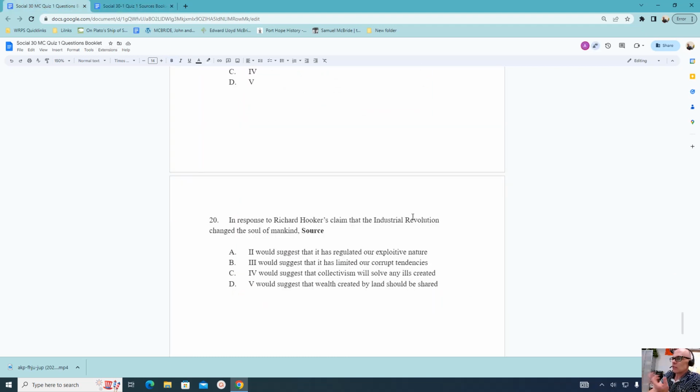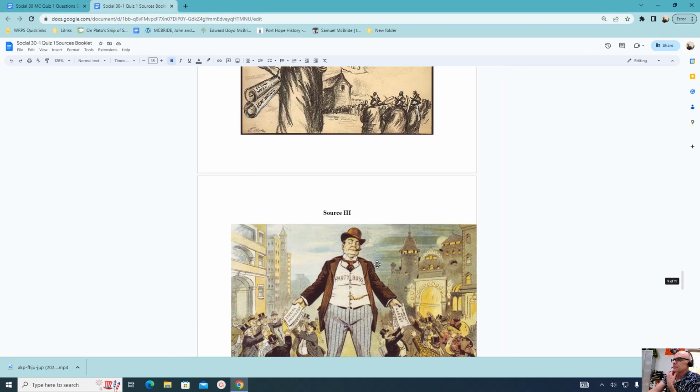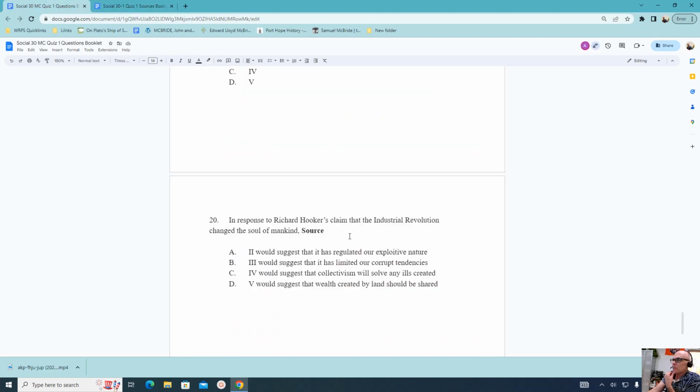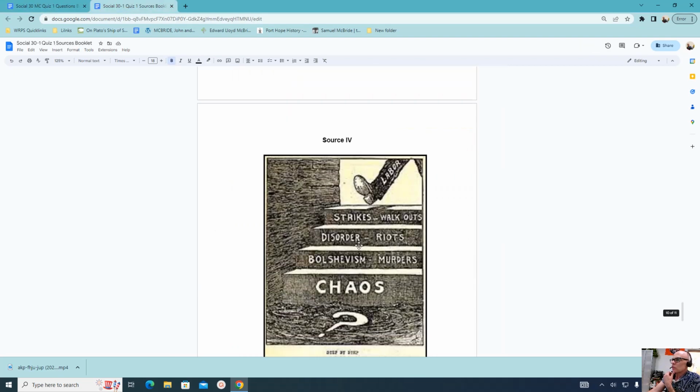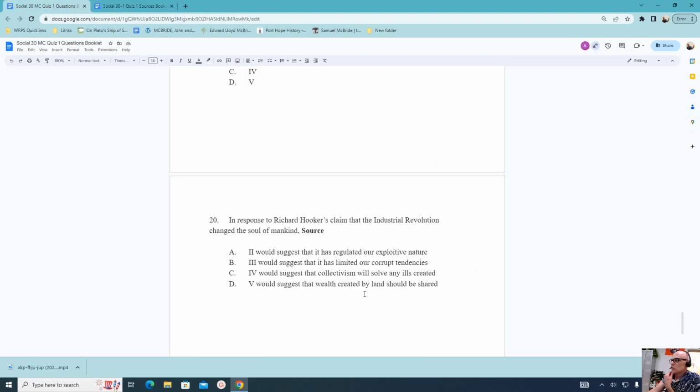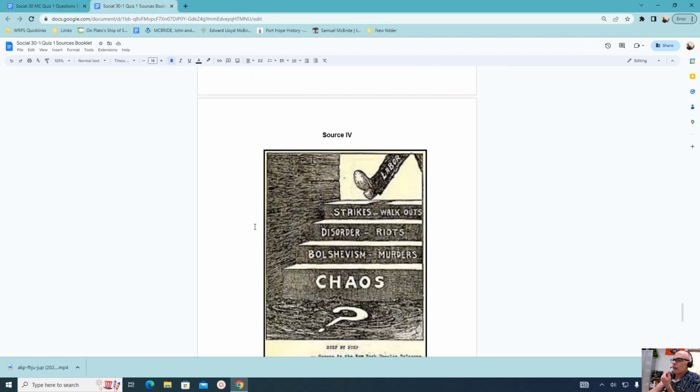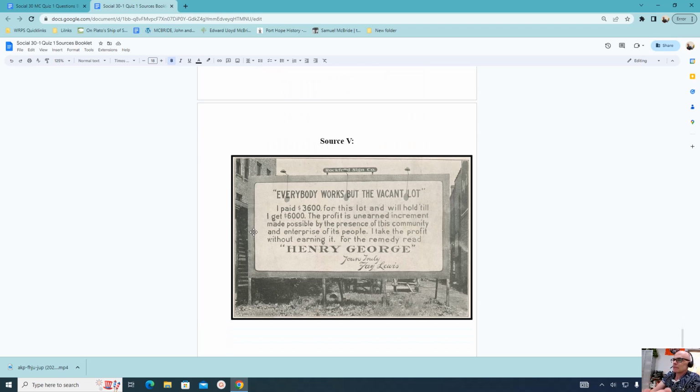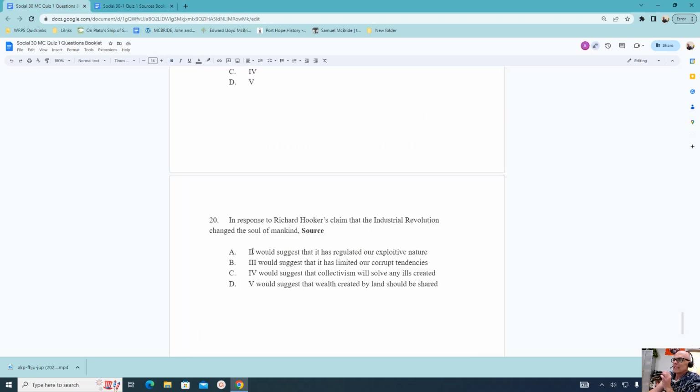It's unleashed it though, right? 3 would suggest that it has limited our corrupt tendencies. Seems like we're being more corrupt. 4 would suggest that collectivism will solve our ills. 4 is anti-collectivism. 5 would suggest that wealth created by land should be shared. Absolutely, it says that. So that's got to be my answer. D is my answer.